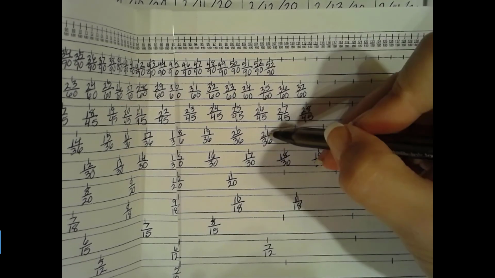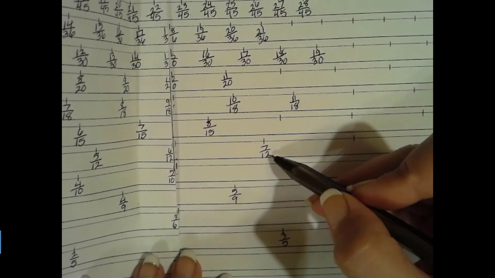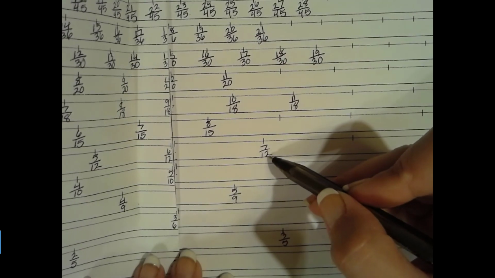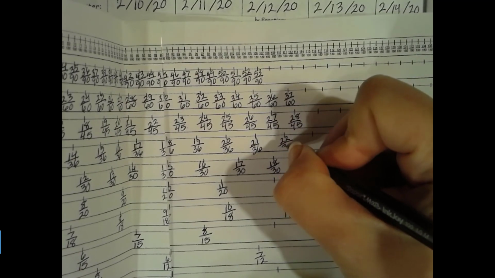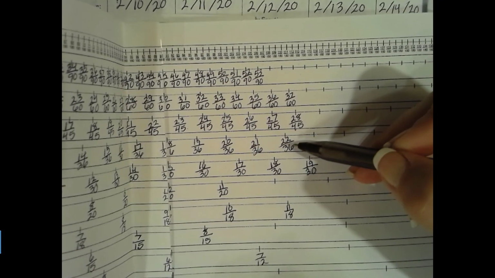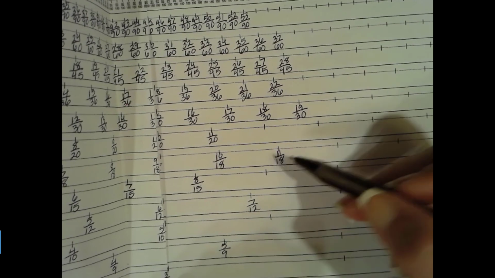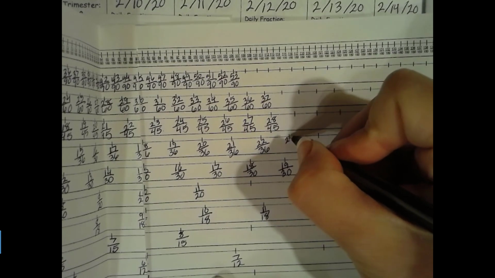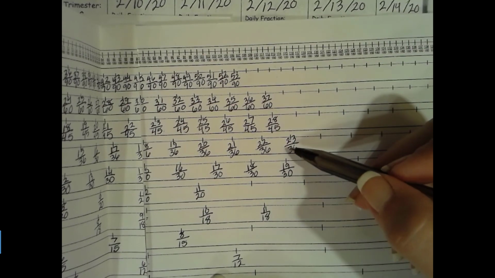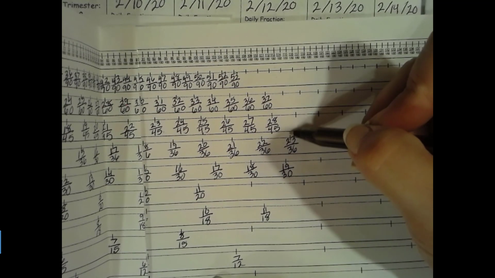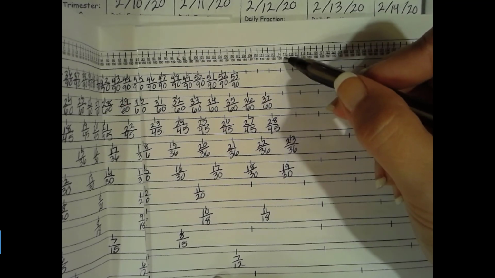21/36 is equivalent to 35/60, and the simplest form of 7/12. 22/36 is equivalent to 11/18, so that's our equivalent fraction in lowest terms. And then today, 23/36, there are no lines below it because this is our simplest form or equivalent fraction in lowest terms. And the only one above it is our beginning fraction for today.